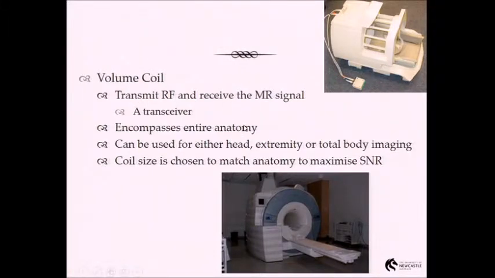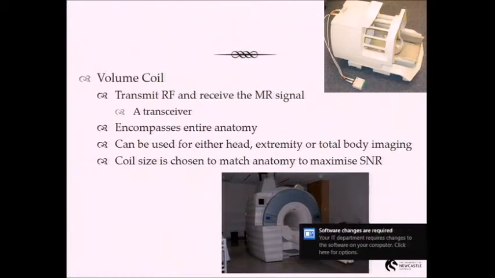The important points to remember is you try to match the size, but the volume coils always encompass the entire anatomy. So by that I'm saying a head coil goes over the head, a knee coil, the knee goes into the coil, an ankle, same sort of thing, wrist. But then you do other sorts of imaging, prostate.